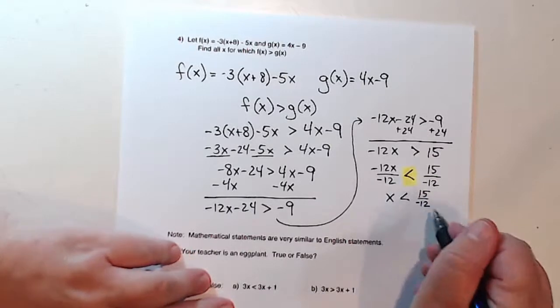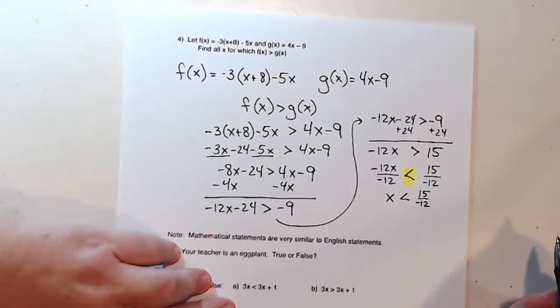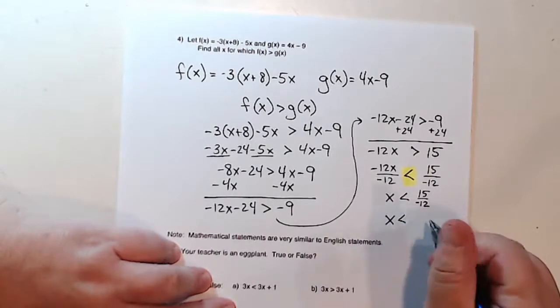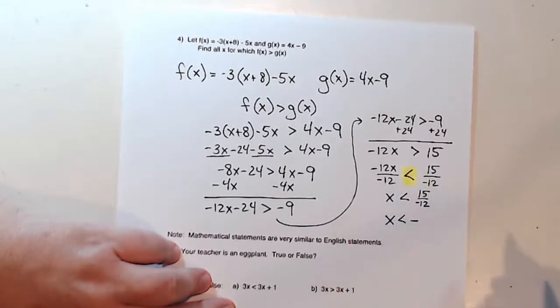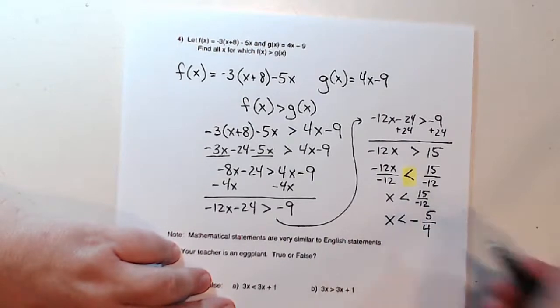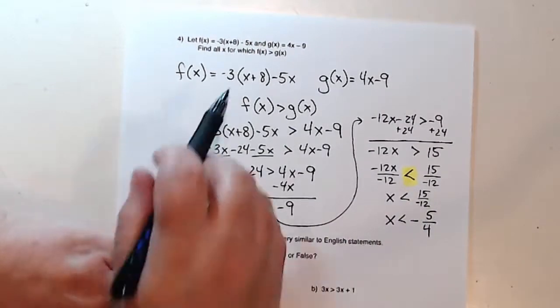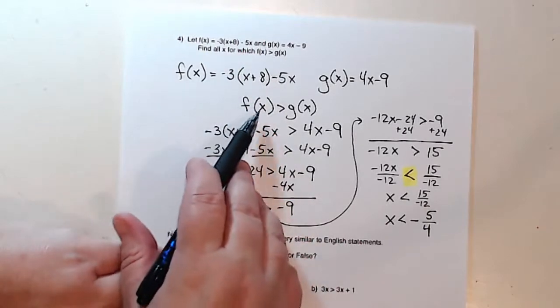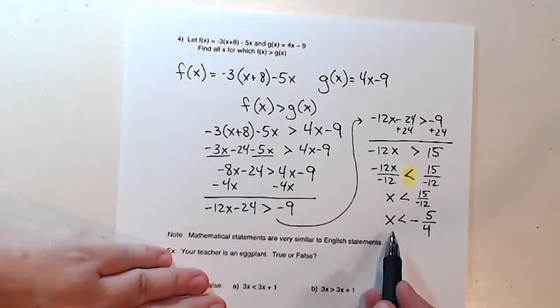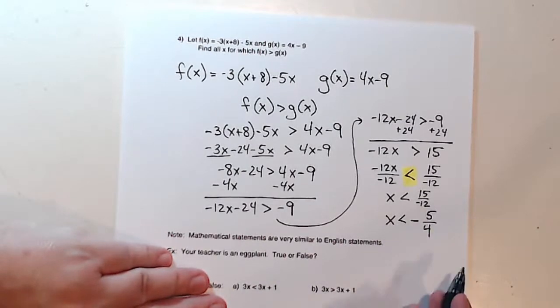So I noticed that 15 and 12 are both divisible by 3, so I'm going to go ahead and reduce. x is less than 3 into 15 goes 5 times, 3 into 12 goes 4 times. And we're done. So when is it true that f is greater than g? f is greater than g when x is less than -5/4. There you go. Woohoo.